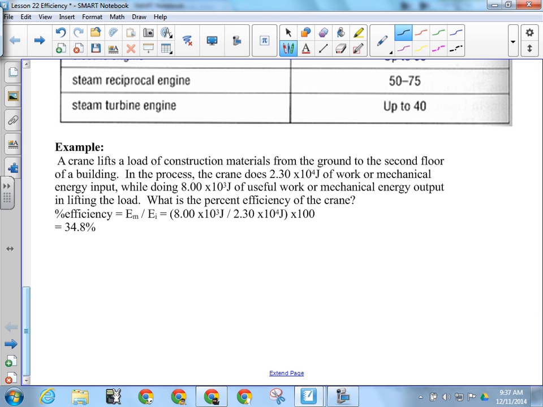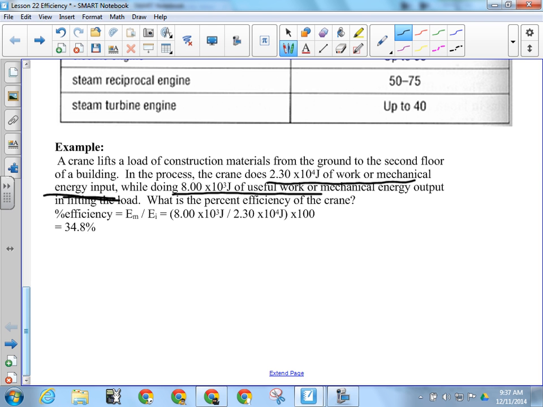A crane lifts a load of construction materials from the ground to the second floor of a building. In the process, the crane does 2.3 times 10 to the 4 joules of work. However, it only manages to get 8.0 times 10 to the 3 joules of useful work done. So we've got it used this much energy. This was the work that was input, 2.3 times 10 to the 4. This is the work that was output, 8.0 times 10 to the 3. The smaller number, like we said, is always going to be the output work. It's always going to be the number that goes on the top.